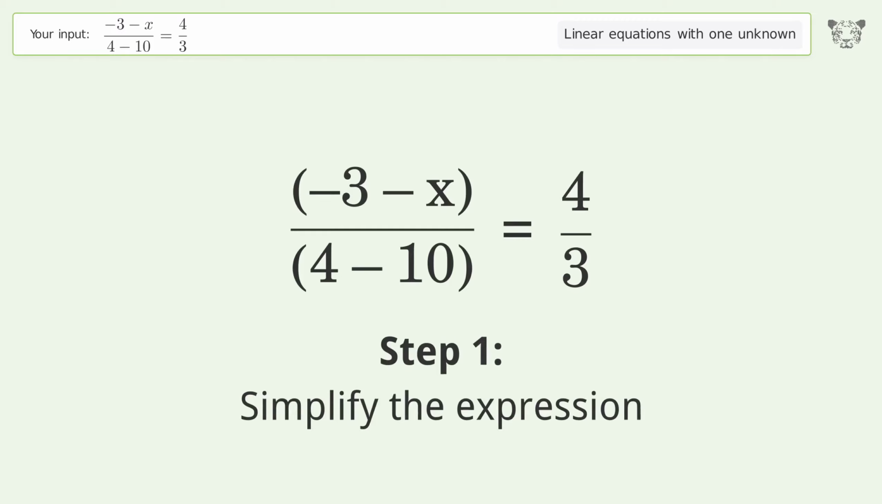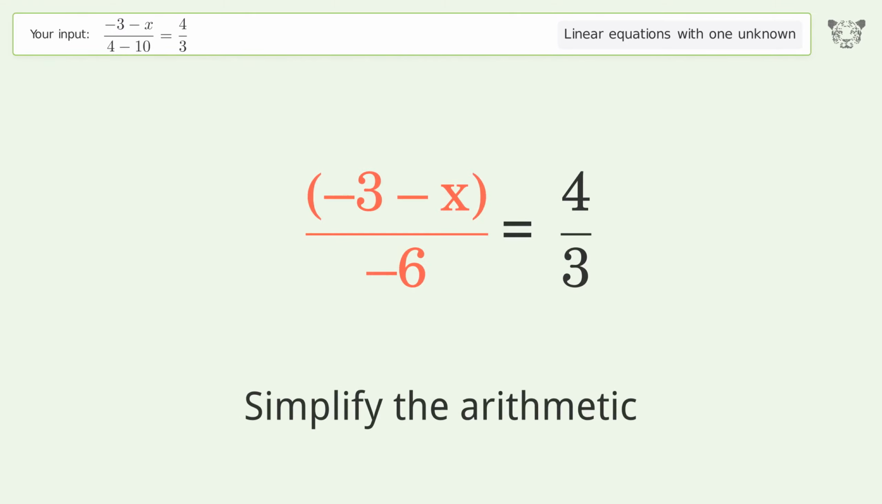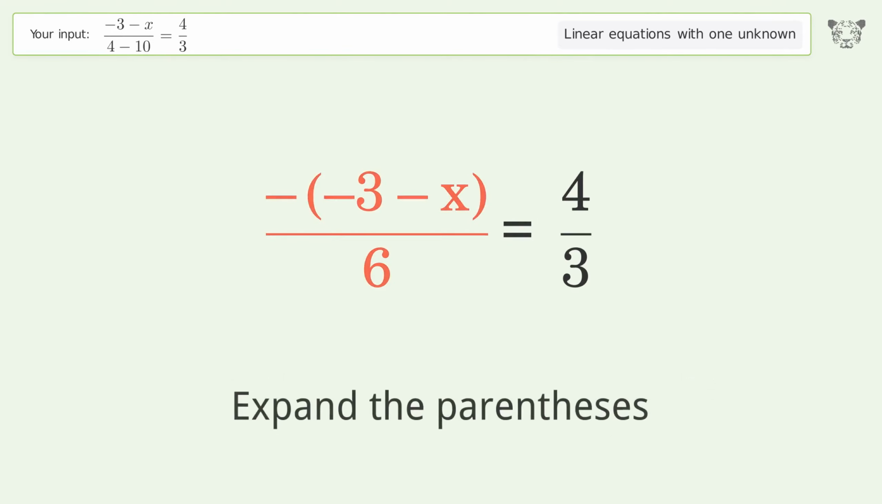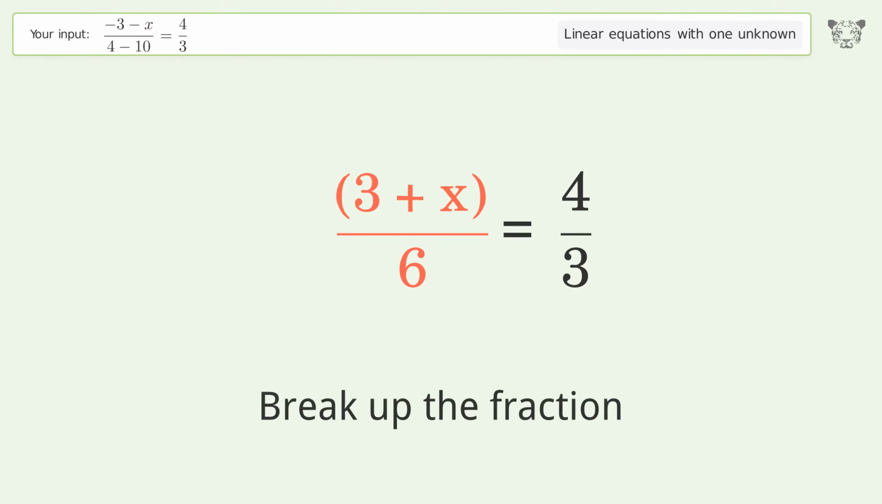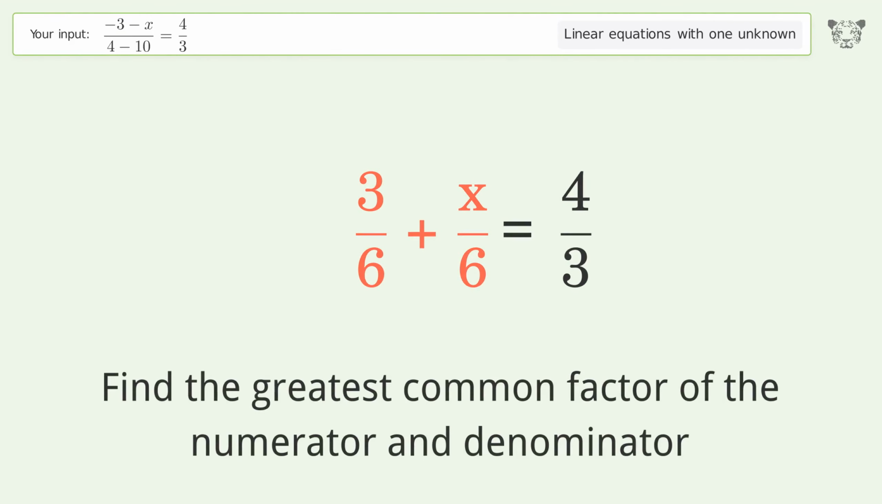Simplify the expression. Simplify the arithmetic. Move the negative sign from the denominator to the numerator. Expand the parentheses. Break up the fraction. Find the greatest common factor of the numerator and denominator.